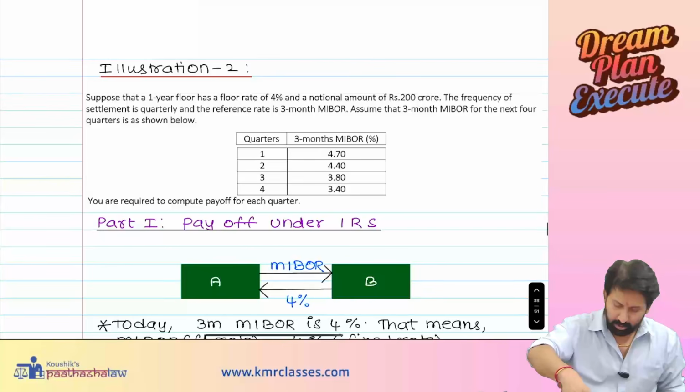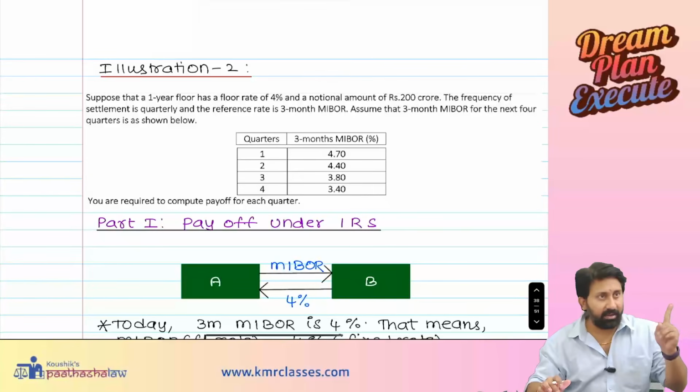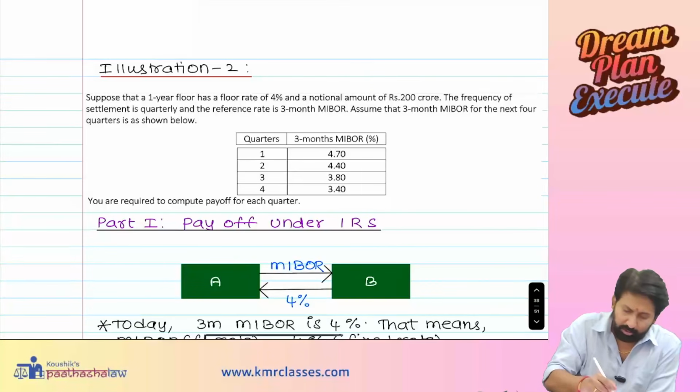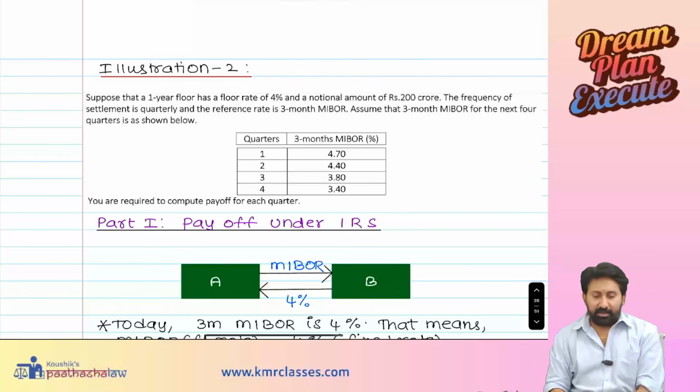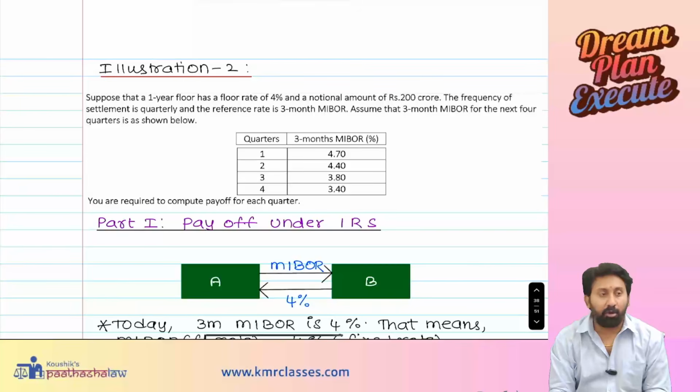Illustration 2. As we have taken for a cap, we are going to see the answer also for a floor in the same way. Suppose that a 1-year floor has a floor rate of 4% and a notional amount of 200 crore. Frequency of settlement is quarterly with a 3-month MIBOR.